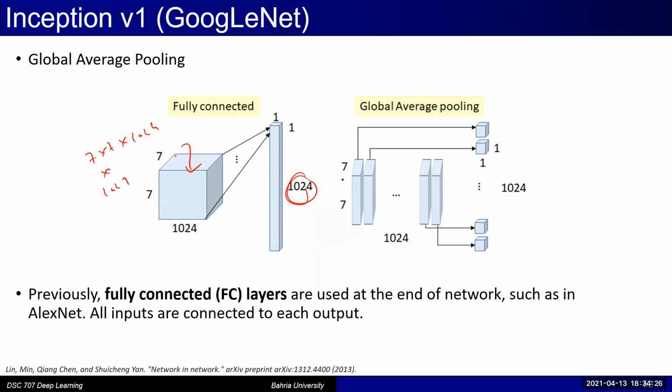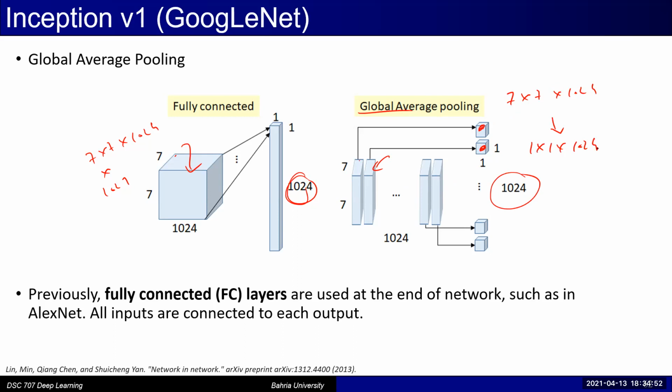On the other hand, when we are doing global average pooling, from this 7 by 7 matrix, I am just keeping its average, which is one number, right? So I just keep its average. Similarly, from the second channel, I keep average, which is one number. So I'll have actually 1024 numbers, right? Because my volume was 7 by 7 by 1024. I apply global average pooling, I get 1 by 1 by 1024, right?